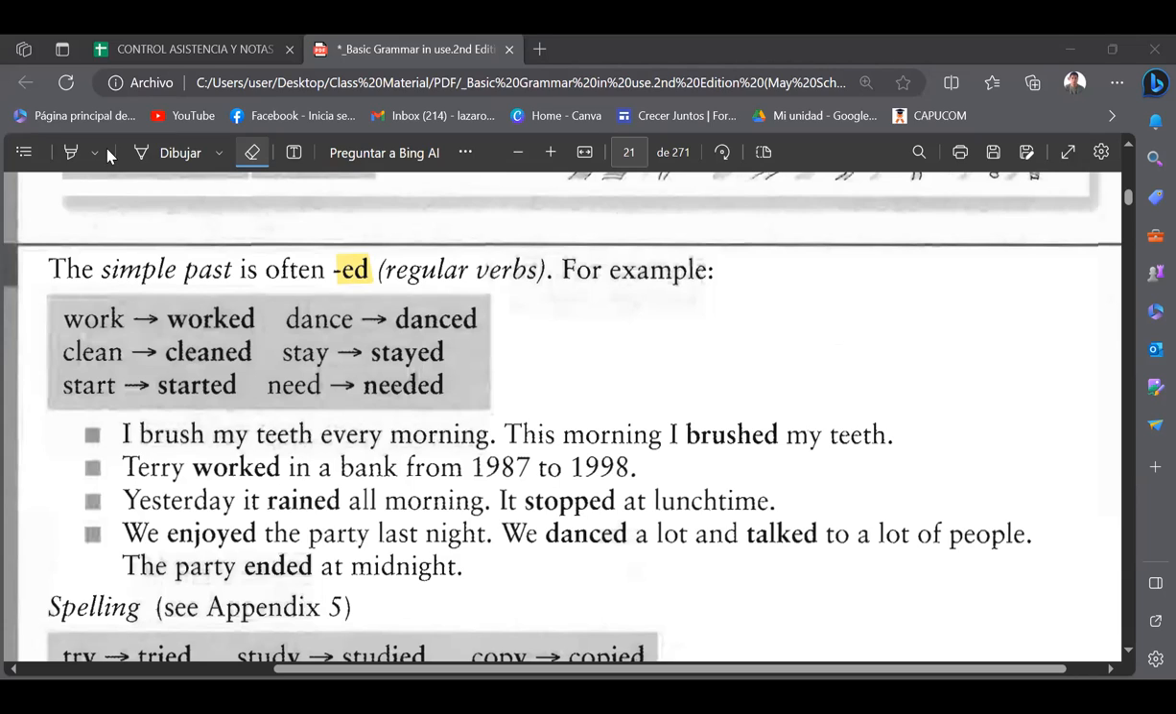Terry worked in a bank from 1987 to 1998. That's okay, right? Perfect. Beautiful. Continue. Yesterday, it rained all morning. I stopped at lunchtime.